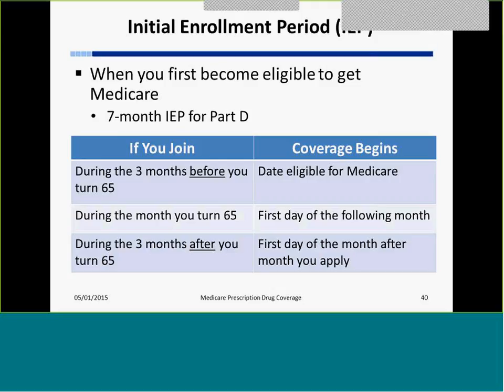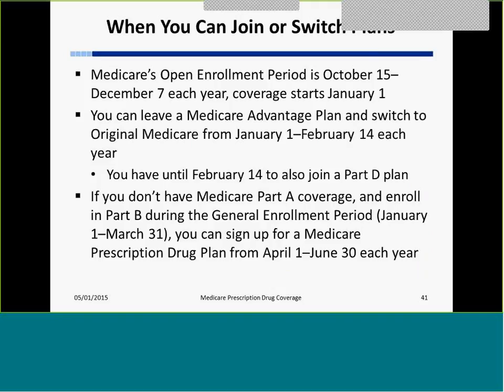Okay. So the initial enrollment period for Part D is the same as everything else. That same 7 months: 3 months before, the month of, and 3 months after. When can I join or switch? It's the same as with Medicare Advantage. Enrollment period, Medicare disenrollment, or I have an SEP.